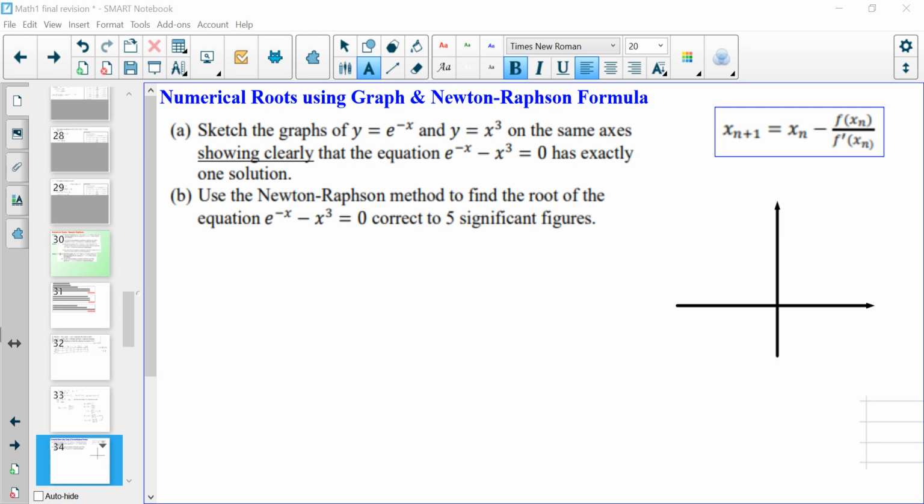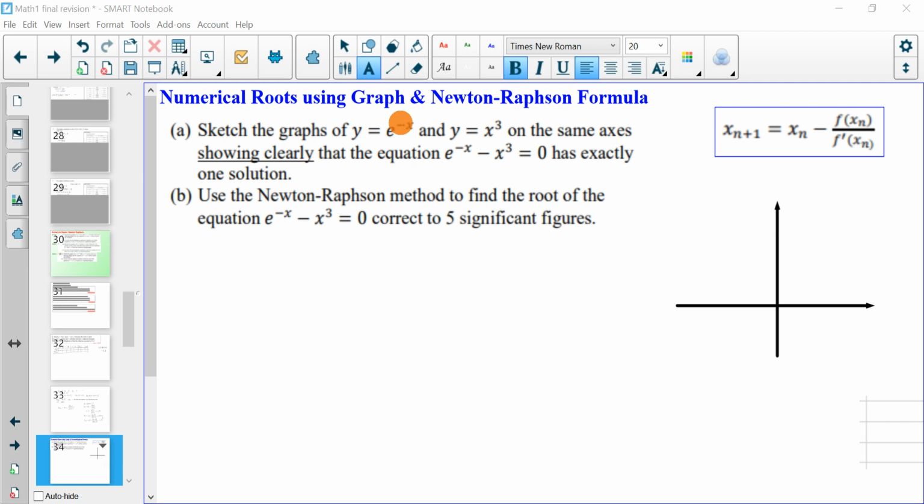This video is part 1 of the solution to using graph and Newton-Raphson formula to obtain numerical roots. This example here has two parts. The first part says sketch the graph of two functions that clearly shows the equation has exactly one solution.